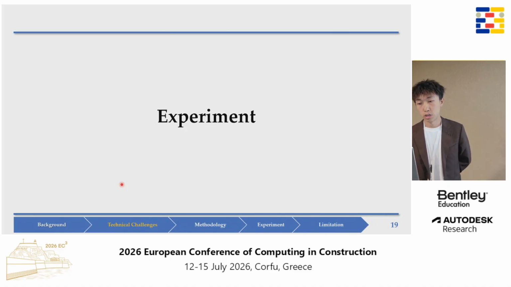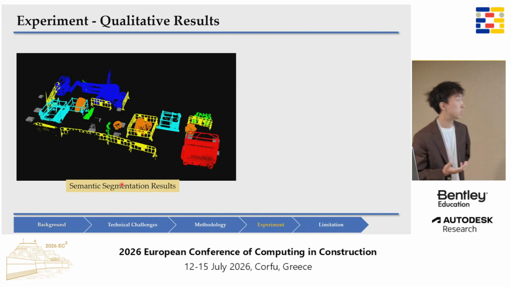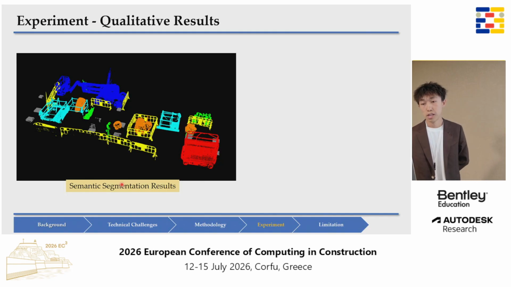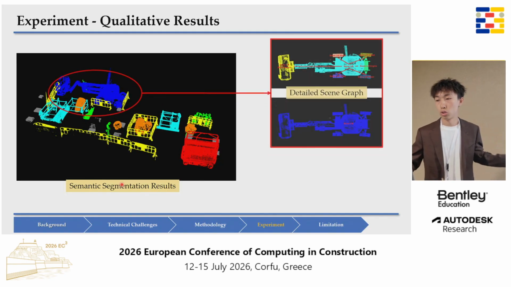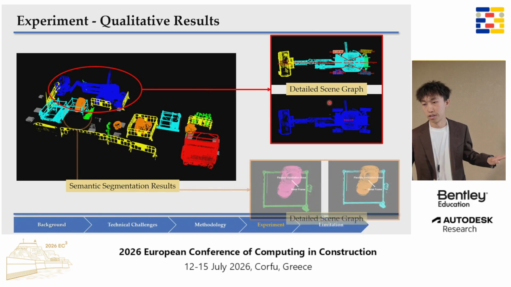So we have conducted a serious experiment in one public utility building and one hospital. Our system can not only output the semantic segmentation results like shown here, but also the detailed semantic scene graph like shown here.